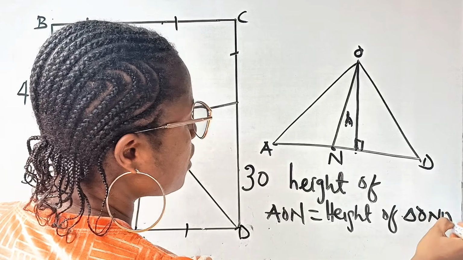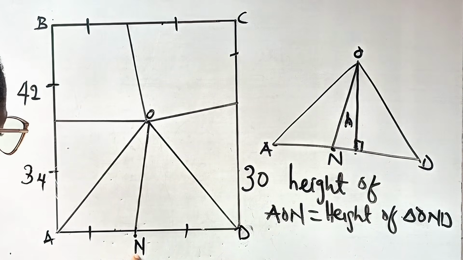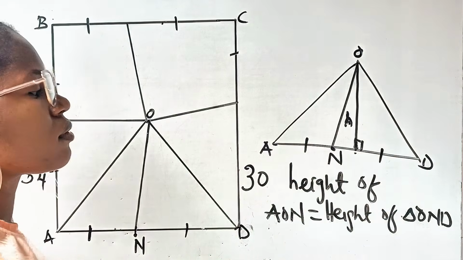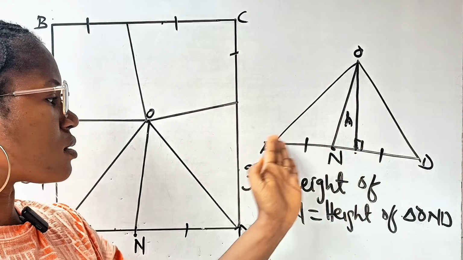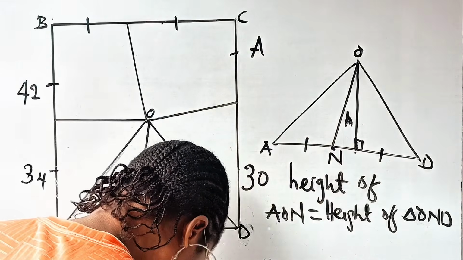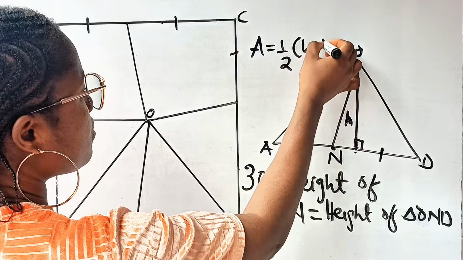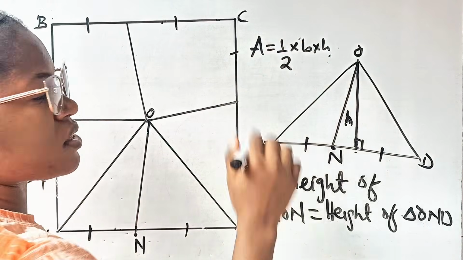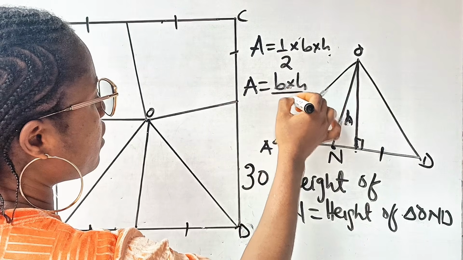So what does that mean? They have the same height. And remember that from A to N is equal to from N to D. That means they share the same base. And remember that the area of a triangle is half multiplied by base times height. So half times base times height, or you can say that the area is base times height divided by 2.